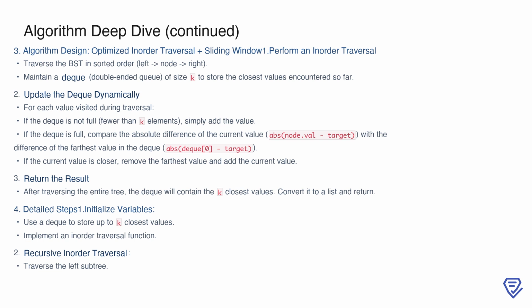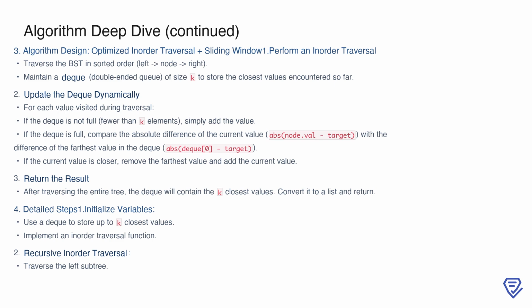If the deque is not yet full, we simply add the current value. However, if the deque is already full, we compare the absolute difference between the current node's value and the target with the absolute difference of the farthest value in the deque. If the current value is closer to the target, we remove the farthest value from the deque and add the current value. By the end of the traversal, the deque will hold the k closest values, which can then be returned as a list.